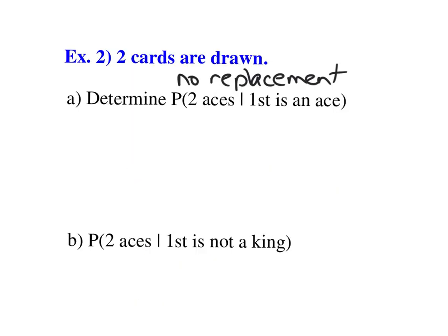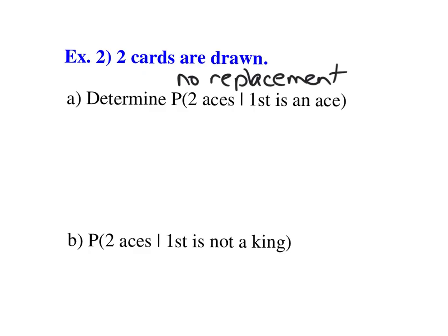So 2 cards are going to be drawn, no replacement. That is important, right? Because we're changing. This is now a conditional probability because we are not replacing the card. So determine the probability of drawing 2 aces given that the first card was an ace.